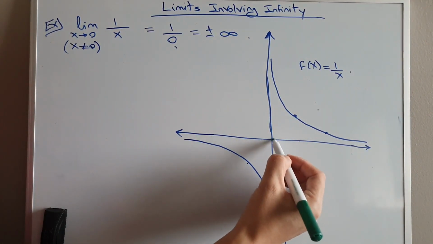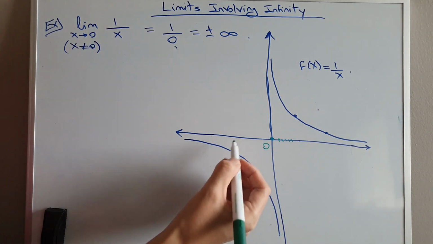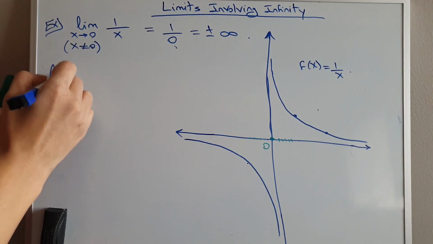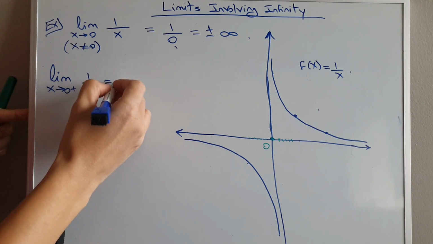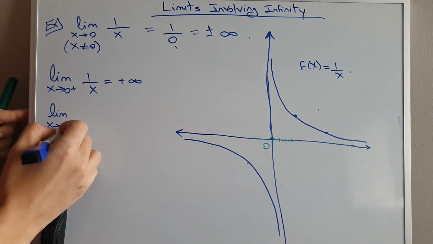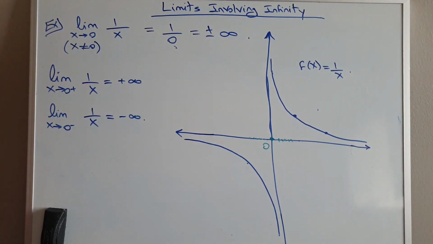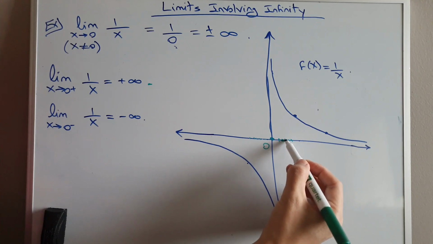So let's see how this limit looks on the graph. I have the point 0 here. I can approach from the right side, or I can approach 0 from the left side. So let's deal with each one separately, since we got two different answers for these limits. Let's start with the limit as x tends to 0 plus. If you remember, that was positive infinity. And the limit when x tends to 0 minus, that was negative infinity. Let's start with the first one.